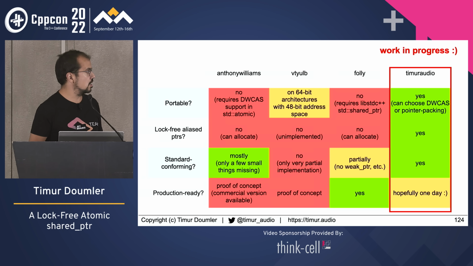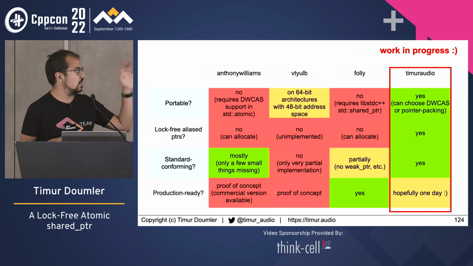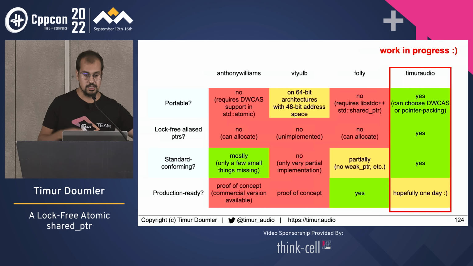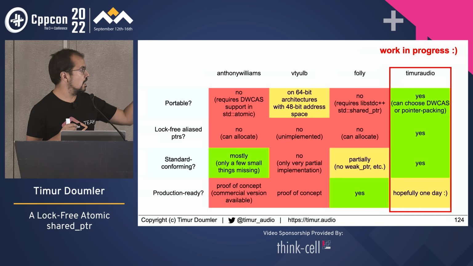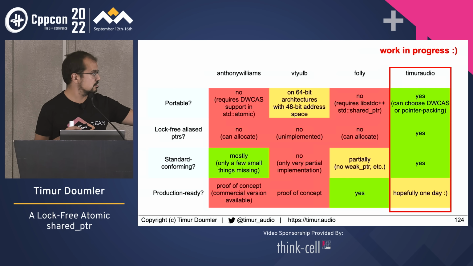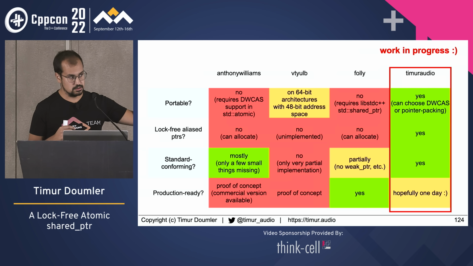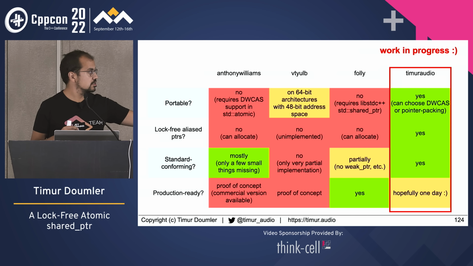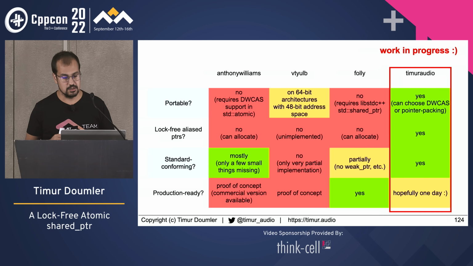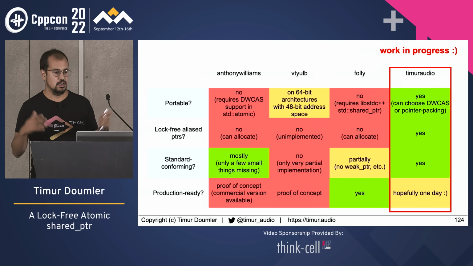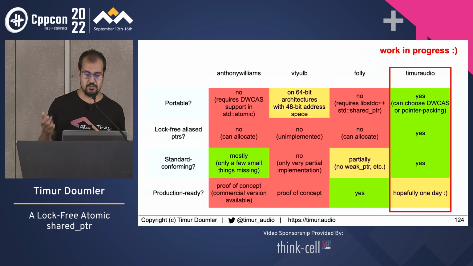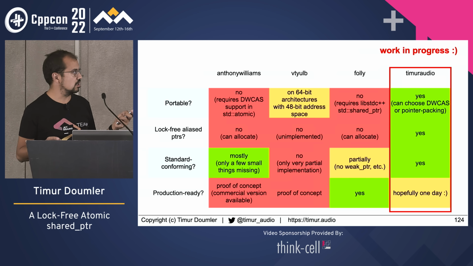This is where I want to be in the end. I want to have a portable implementation where you can choose whether you use double-width compare and swap or pointer packing. I want to implement the lock-free atomic shared pointers, as I explained. I want it to be standard conforming and performing, and hopefully somebody will one day find it useful. Unfortunately, that implementation is not ready yet, but hopefully I will be able to release it very soon.